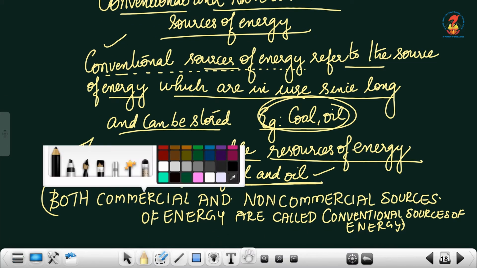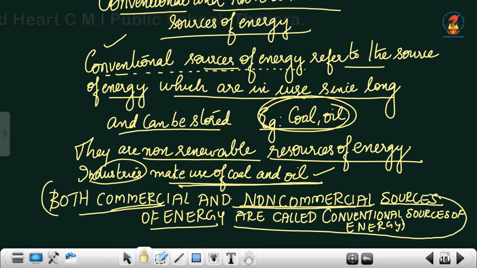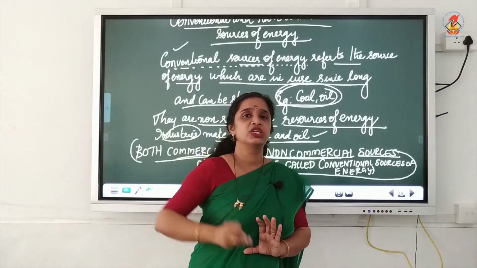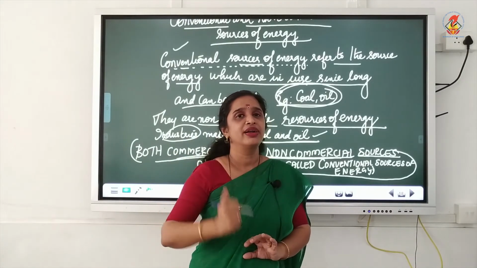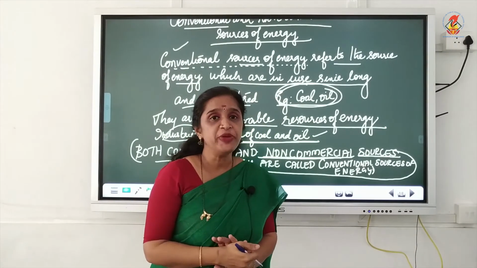Now, both commercial and non-commercial, the ones which we discussed before. Commercial means the one which commands a price, non-commercial means the one which is available free of cost. Both commercial and non-commercial sources of energy come under the category of conventional sources of energy, and that is a very important point to be noted.